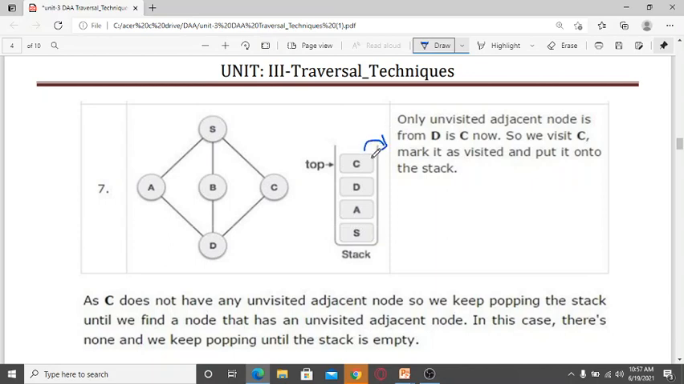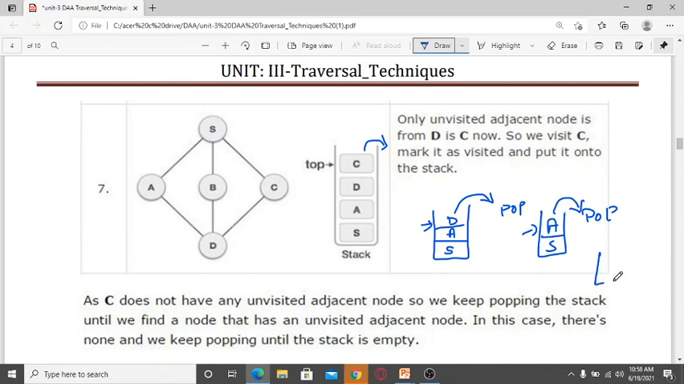So we need to take out C as a pop. After that we have S, A, D. From these 3, our node is here. From D, is there any unvisited adjacent? No. So what do we need to do? Pop. The next, we have S and A. From A, is there any unvisited? No. All are visited. So now pop again.